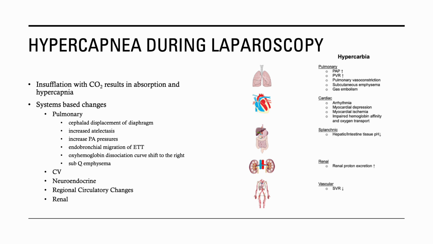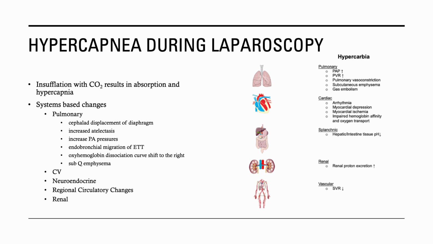When the abdomen is insufflated, there is cephalad displacement of the diaphragm, which reduces lung excursion and can lead to atelectasis. There is increased PA pressure based on constriction of the PA directly due to the hypercapnia. The endotracheal tube can migrate distally and settle in an endobronchial location. The oxyhemoglobin dissociation curve can shift to the right based on the relative respiratory acidosis that you will see.